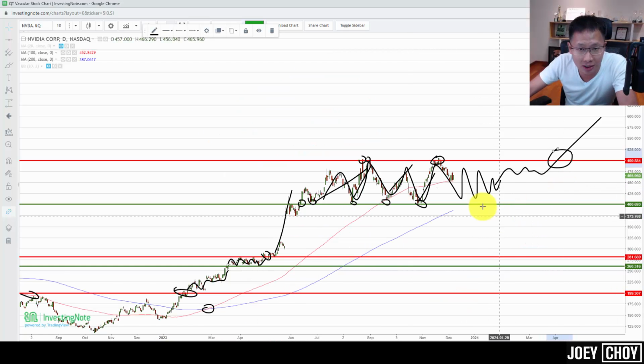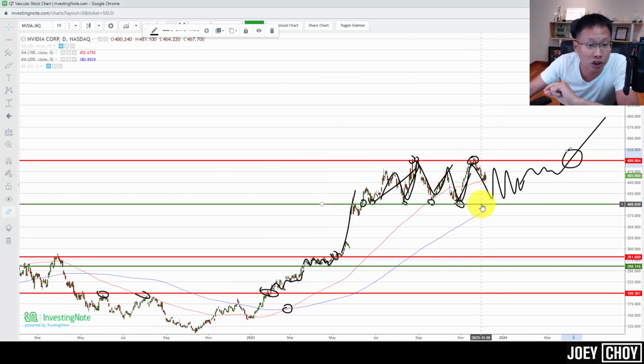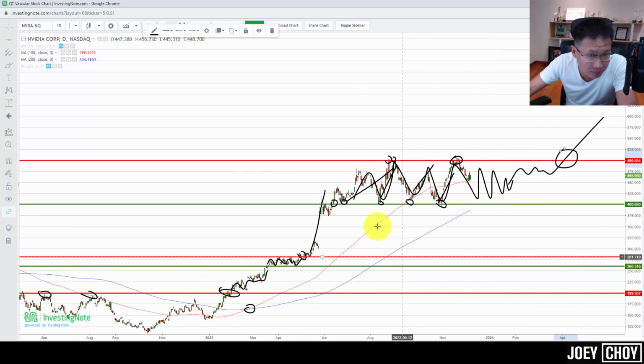All right, so this is pretty much the sideways consolidation in an uptrend, which we have spotted 1, 2 times, a little bit longer. This was about 2 months. This one's about 5, 6 months.